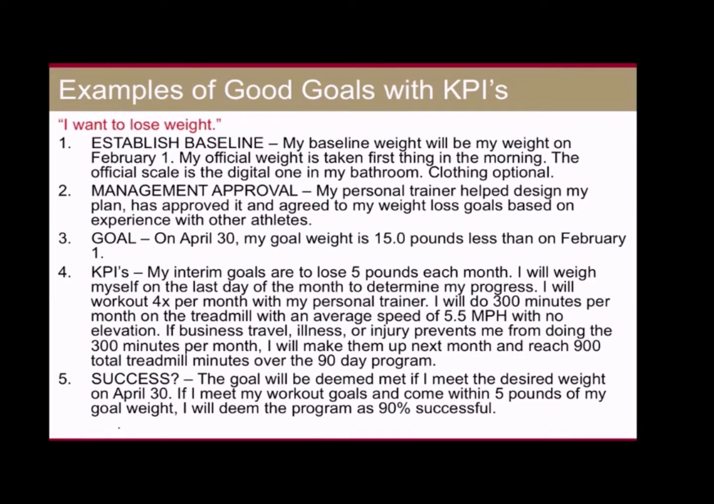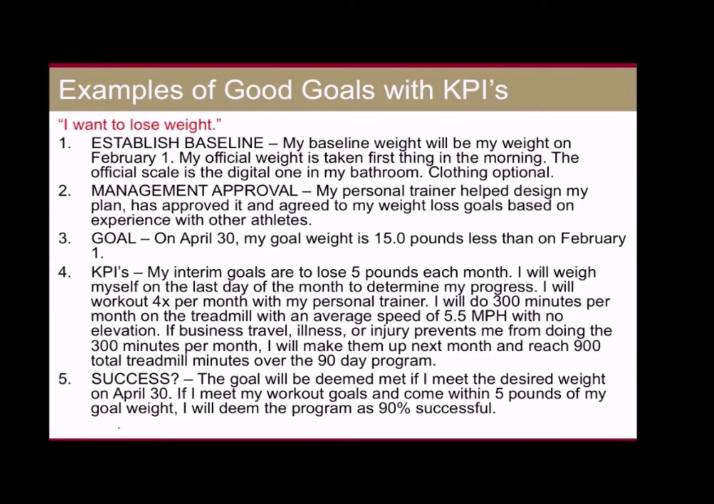You're going to have other KPIs. You're going to work out 4 times a month with your personal trainer. You're also going to work out on your own, doing 300 minutes per month on the treadmill at an average speed of 5.5 miles per hour. And if you travel for business, or you have an illness or injury, and you can't attain the 300 minutes per month, you're going to make them up the next month so that you end up with 900 total treadmill minutes over the 90-day program. Those are interim goals that you can judge along the way to see if you're going to meet the ultimate goal of the 15-pound weight loss at the end.